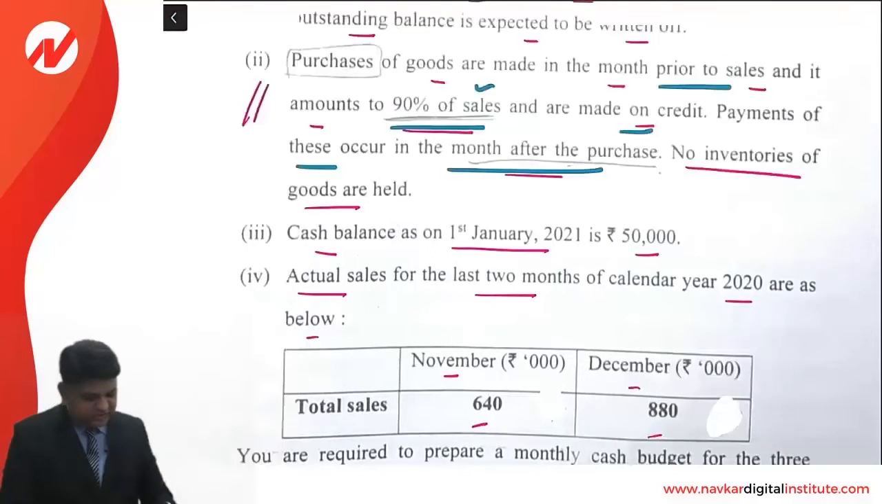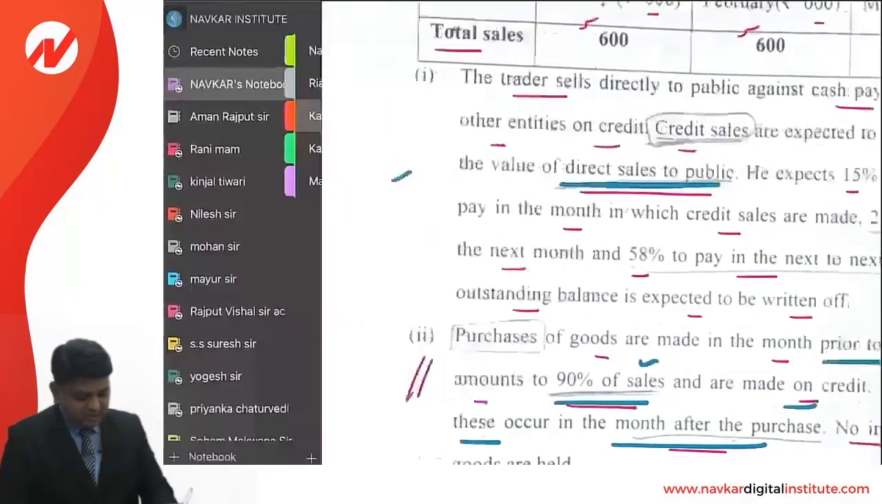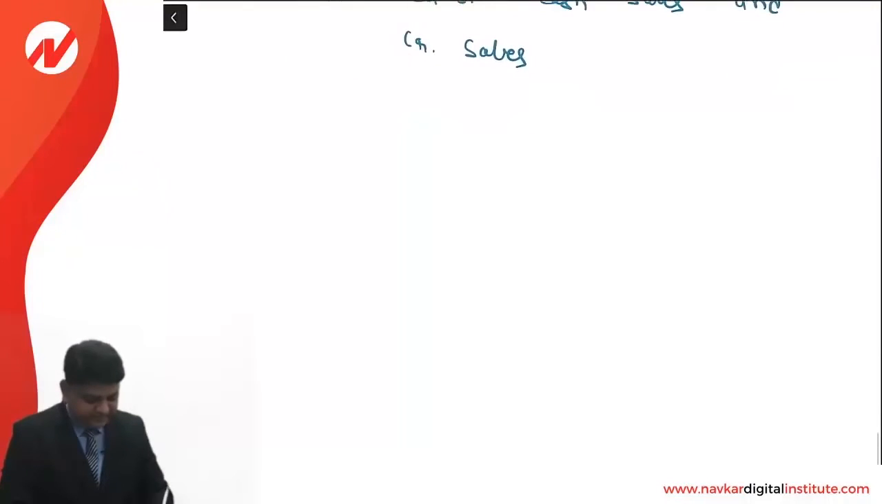Dear students, it has been provided to us like this over here in the first paragraph, that the trader sells directly to public against the cash payment. It means it is cash sales, and to other entities on the credit. Credit sales are expected to be 4 times the value of the direct sales to the public. So friends, over here we understand cash sales, credit sales and total.